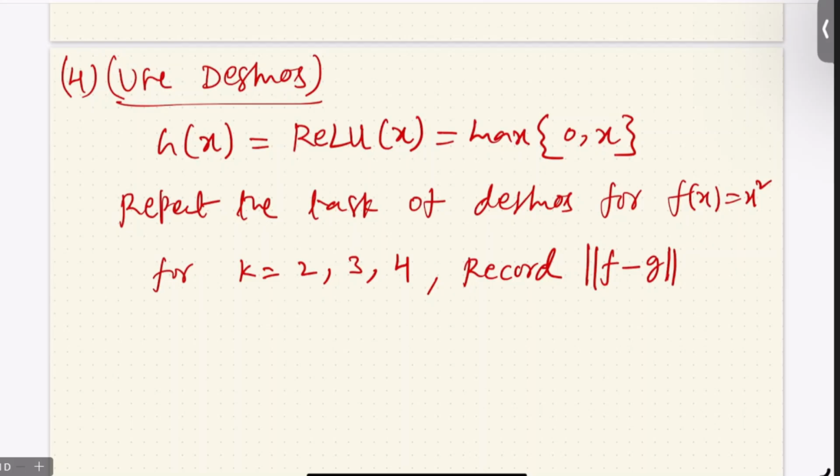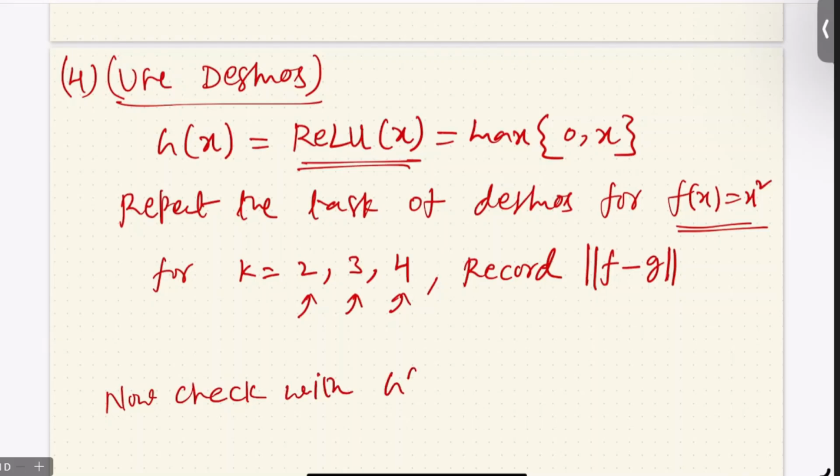So you try for 2, 3, 4 hidden neurons in the Desmos. You don't write any program, just for f of x equal to x square for ReLU, with emphasis on ReLU. Once you finish with ReLU, check by repeating the same task with g of x equal to 1 by 1 plus e power minus x for all the cases, k equal to 2, 3, 4. Now you see which one is performing in a very good way.